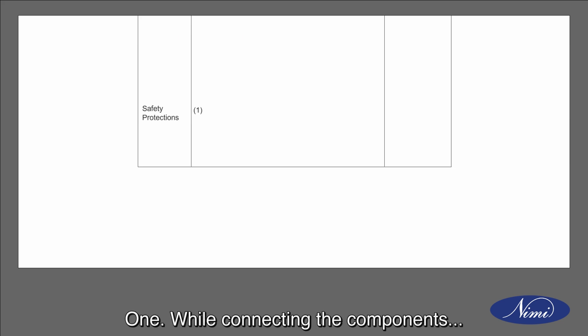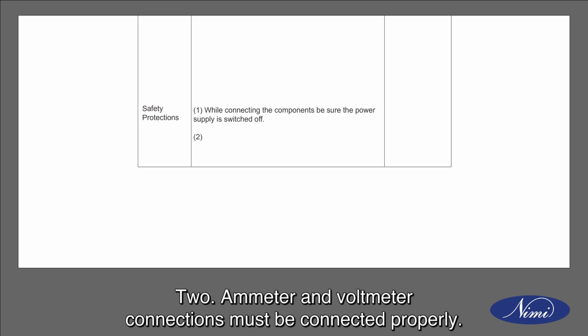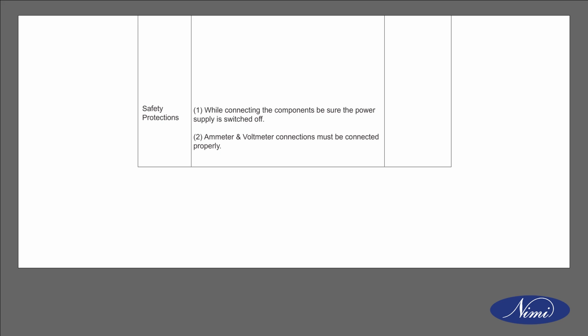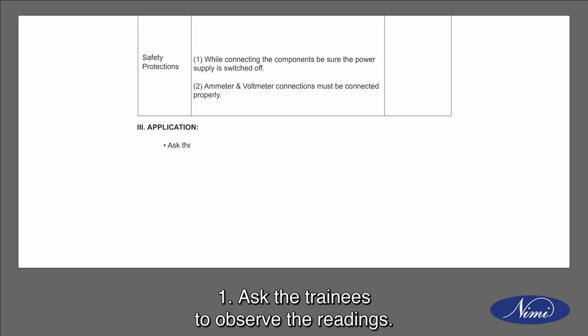4. Safety precautions. 1. While connecting the components, be sure the power supply is switched off. 2. Ammeter and voltmeter must be connected properly. Applied voltage. Voltage across resistance. Current. 3. Application. 1. Ask the trainees to observe the readings.